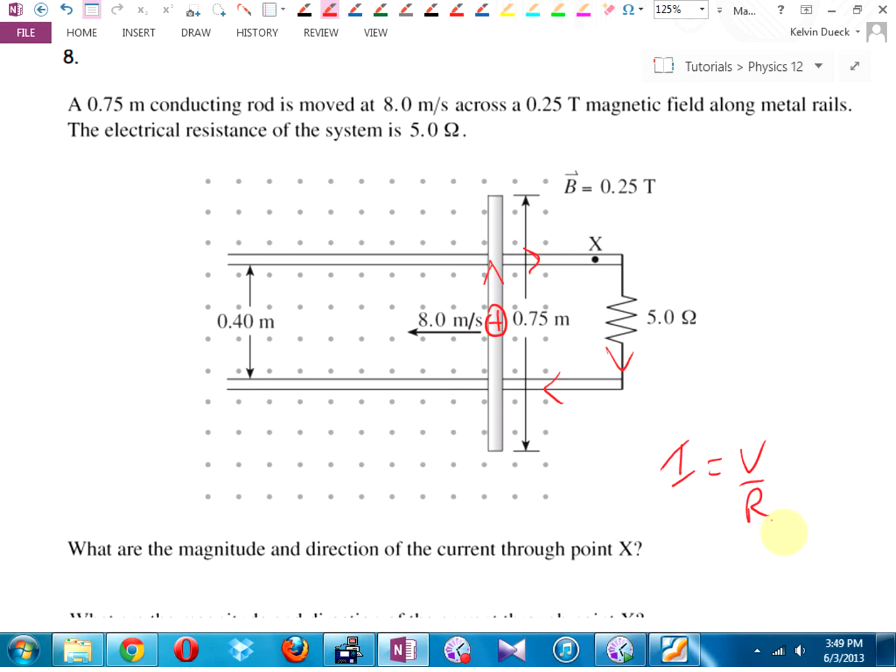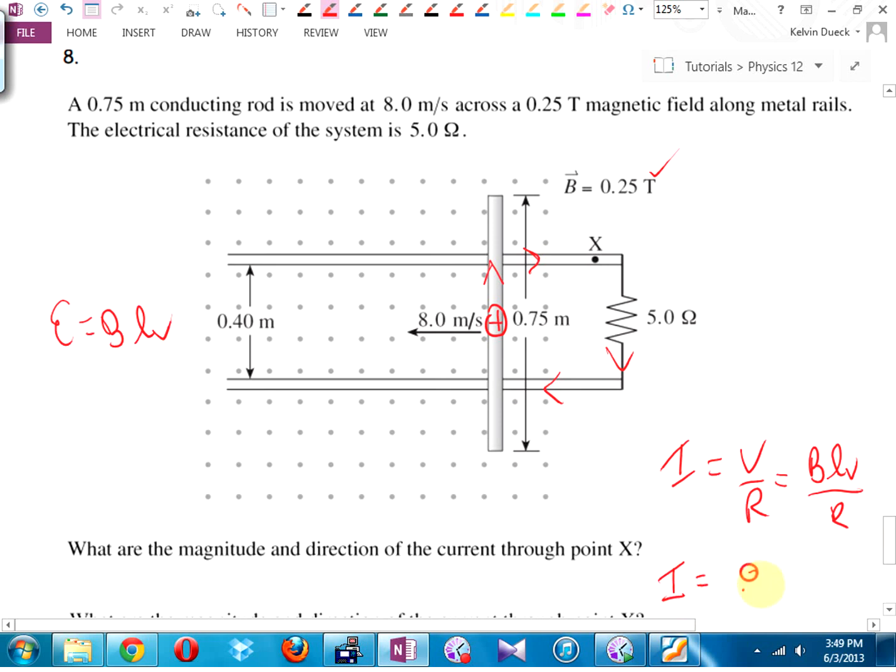Darn right we can use E equals BLV. Did they give me the magnetic field in Teslas? Check. Did they give me the length of the rod? I'm not going to use 0.75. I'm going to use 0.4 because that's the section that is undergoing this force. Did they give me the velocity? 8. So I'm going to use BLV over R. The current is going to be 0.25.